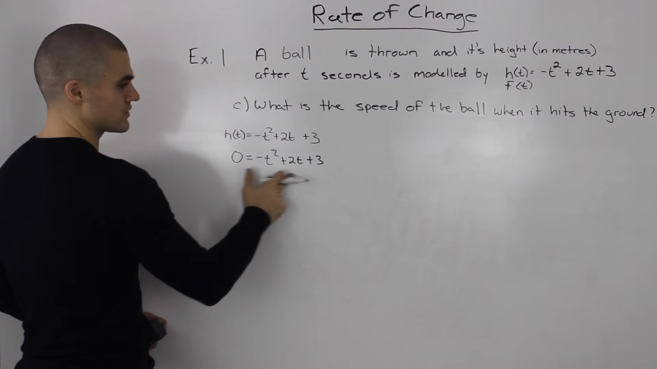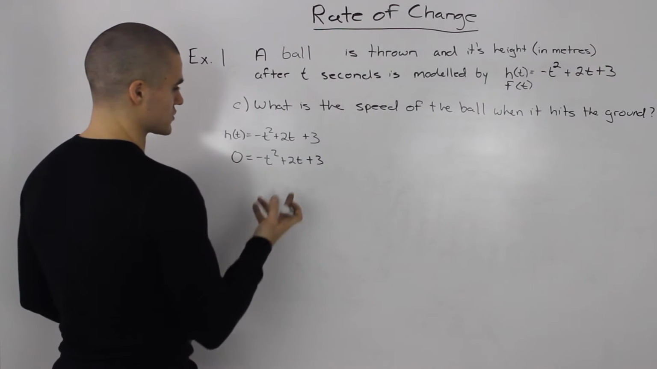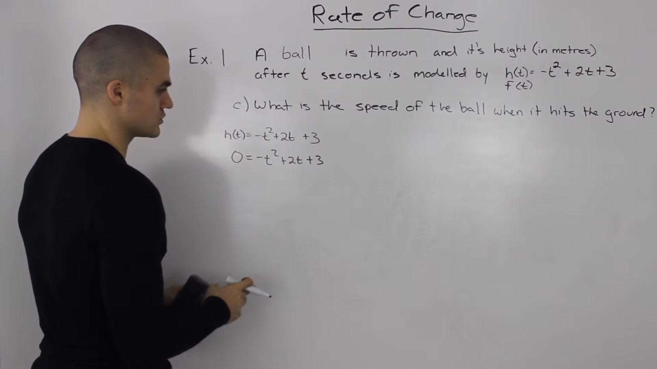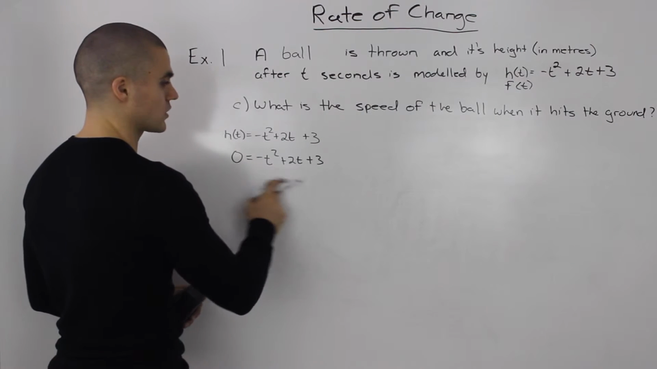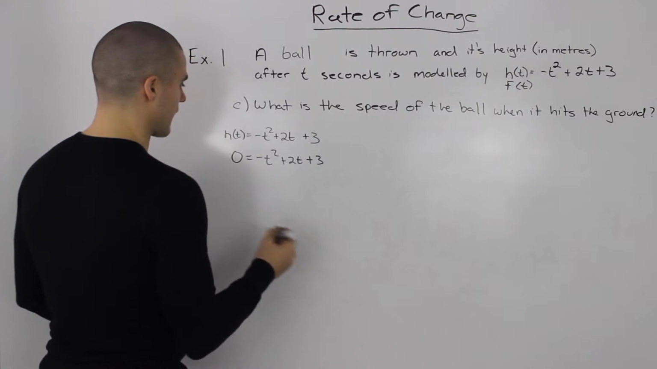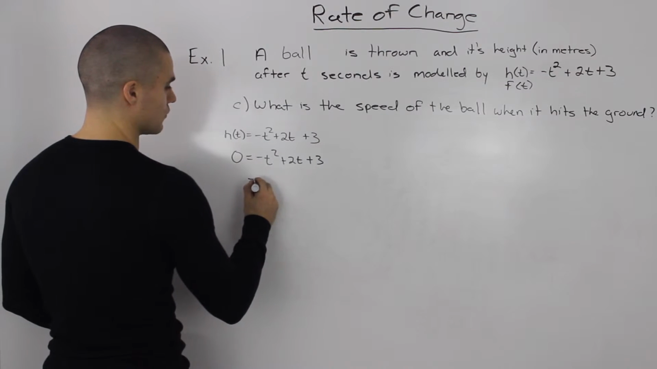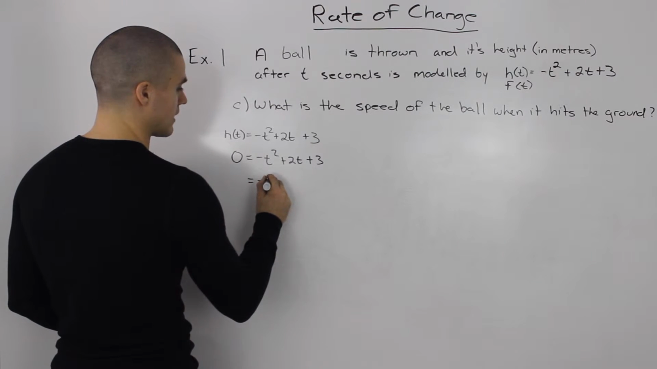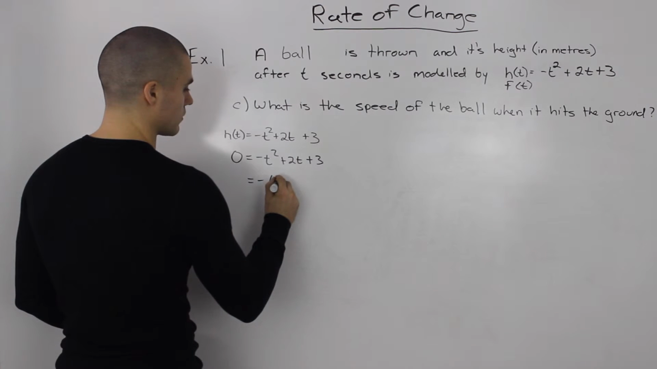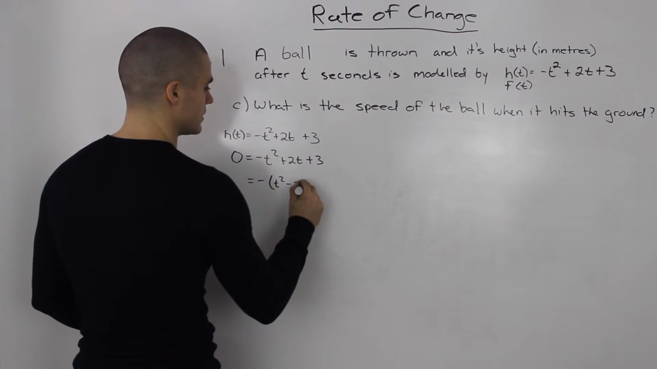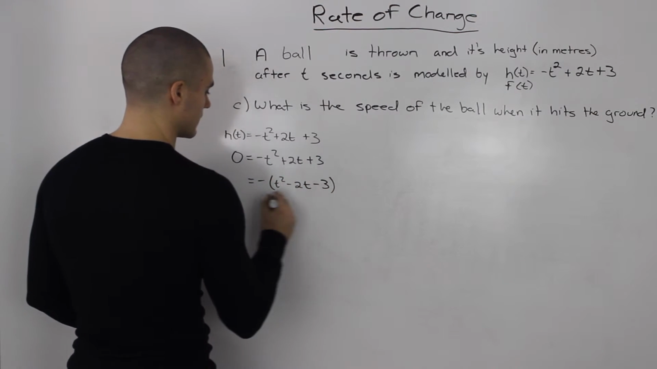Okay, so now this is just a quadratic equation that we have to solve. There's multiple things you could do. You could put this in the quadratic formula, or you can factor. I'm going to factor. So the first thing I'm going to do is factor out a negative, so I'll be left with t squared minus 2t minus 3.